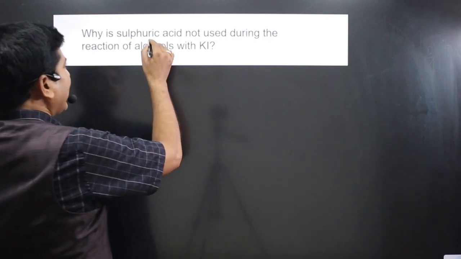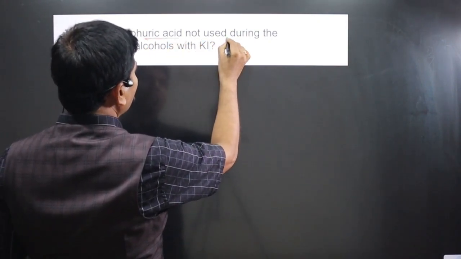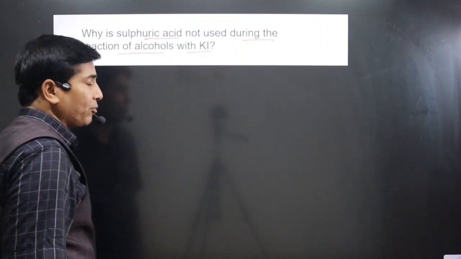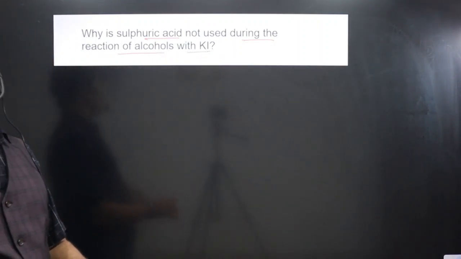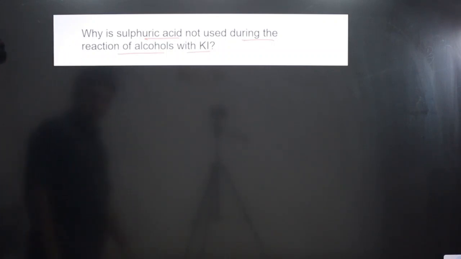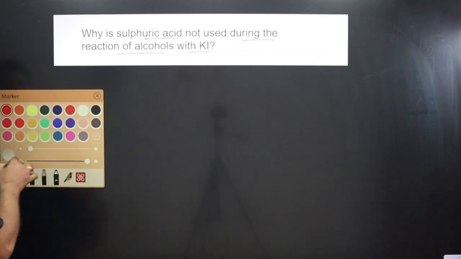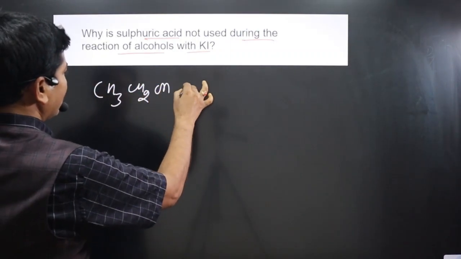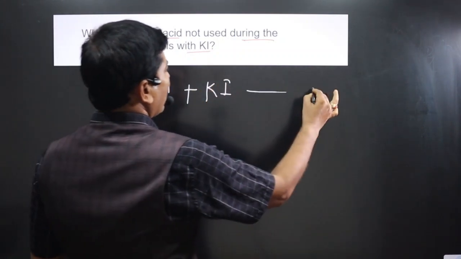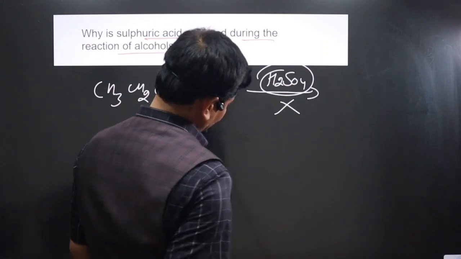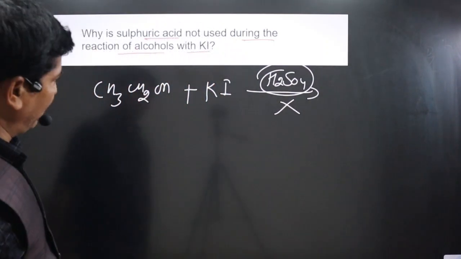The question is, why is sulphuric acid not used during the reaction of alcohols with potassium iodide? When alcohols react with potassium iodide, sulphuric acid is not used. Why is it so? Let me write this reaction. Let's say we have ethyl alcohol, CH3CH2OH, reacting with potassium iodide, and we do not use H2SO4. Why is it so? Now pay attention very carefully.